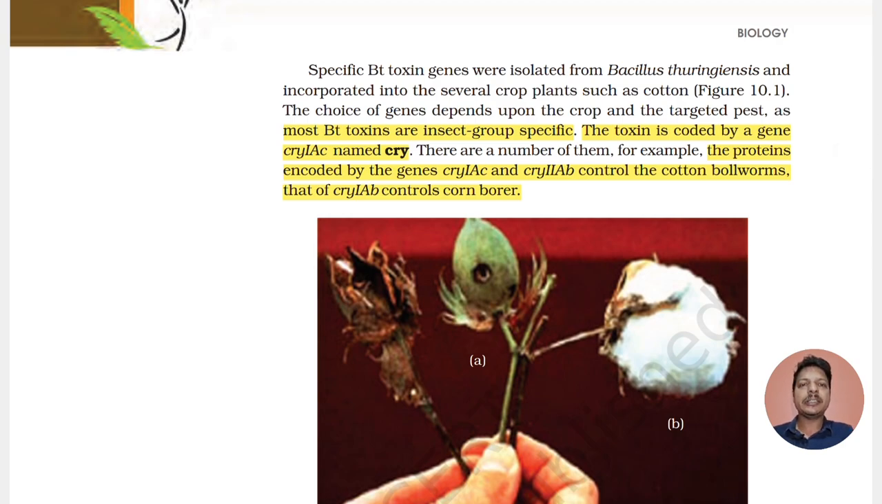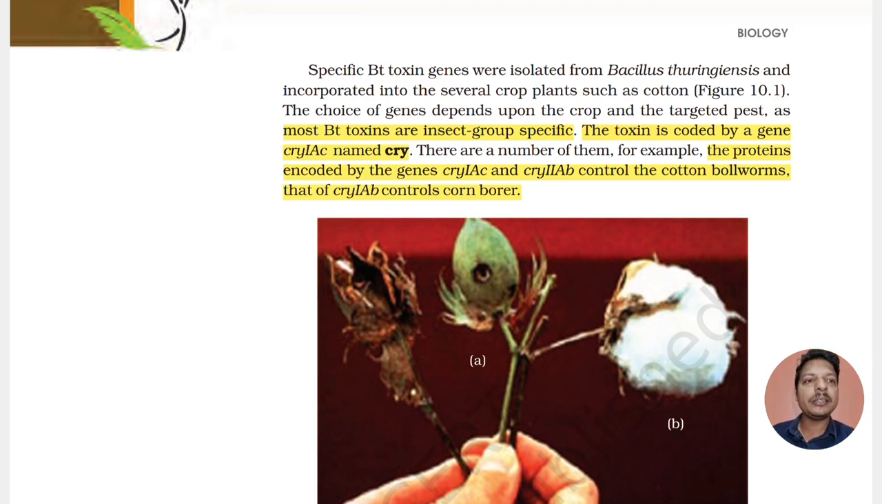Then specific Bt toxin genes were isolated from Bacillus thuringiensis and incorporated into several crop plants such as cotton. The choice of genes depends upon the crop and the targeted pest, as most Bt toxins are insect group specific. Insect group specific, remember. The toxin is coded by a gene named cry. There are a number of them.